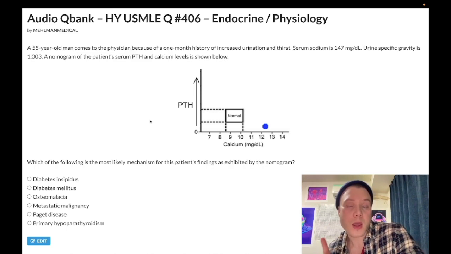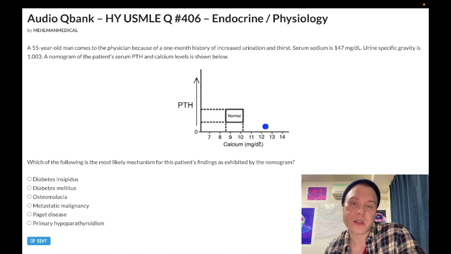So hypercalcemia can cause renal damage. So this patient has nephrogenic diabetes insipidus due to high calcium here. But it's not the answer because we're asking what's causing the high calcium in relation to low PTH. Why do we have this relationship here? So let's just walk through the answer choices. So diabetes insipidus, wrong answer, but due to the hypercalcemia.